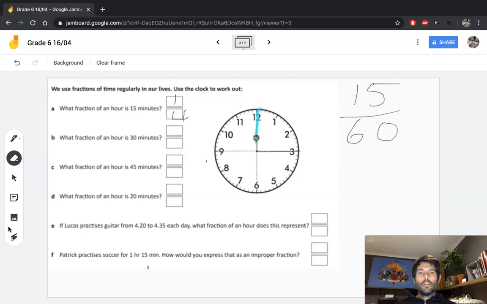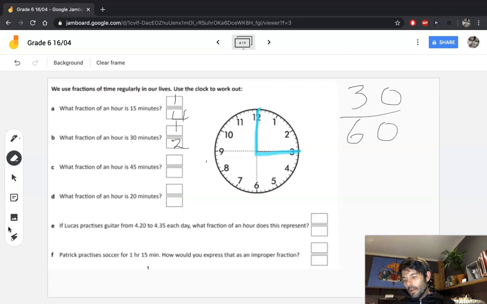Okay, and that's just a little visual aid to show you a quarter of an hour. Okay, so next question, what fraction of an hour is 30 minutes? So we know that there are 60 minutes in an hour, so I can just have 30 over 60 as my original fraction. Okay, 30 is half of 60, and therefore it is half an hour.